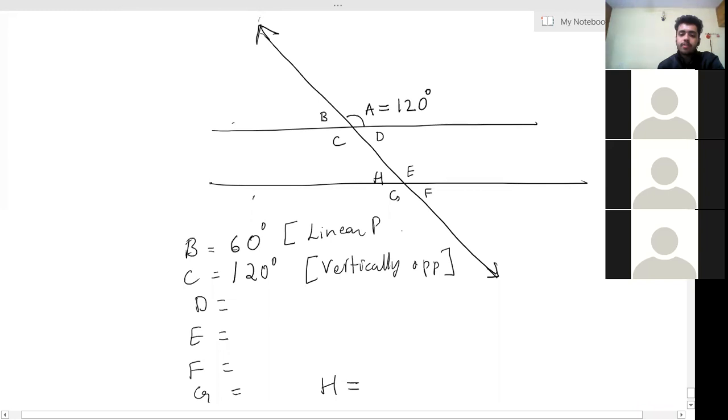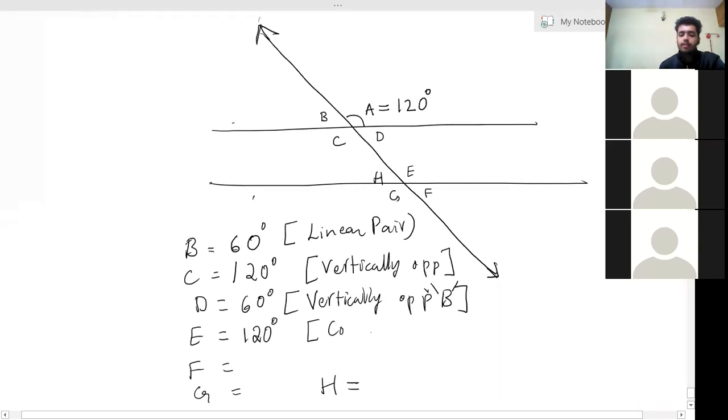Next, what about D? D is also 60. It can be for B, vertical opposite angles. Okay, very good. Or linear pair for C, or vertically opposite to B. E equals 120 degrees, corresponding angle of A. Yes, very good. So E is equal to 120 degrees because it is corresponding to A. G also equals 120 degrees because it is vertically opposite to E.